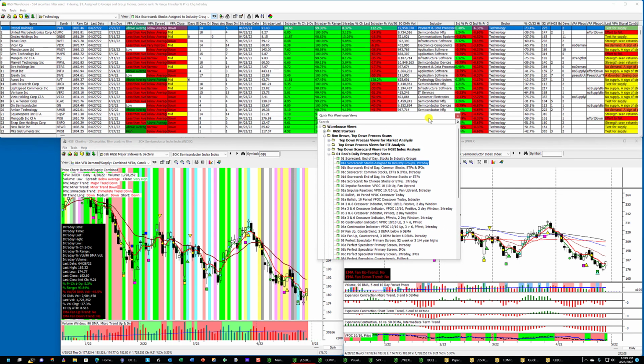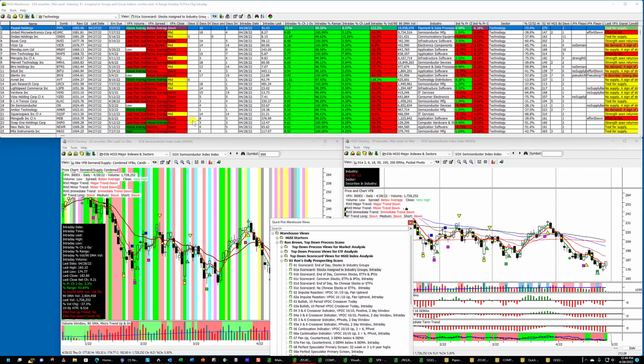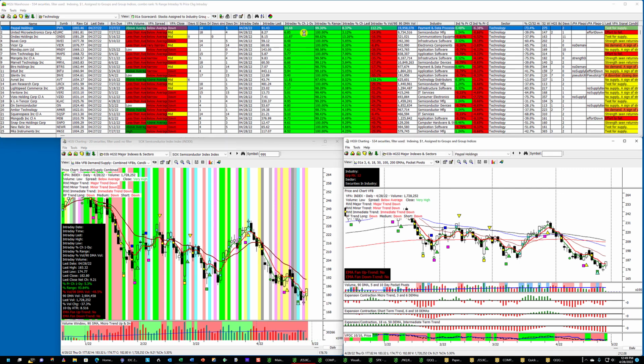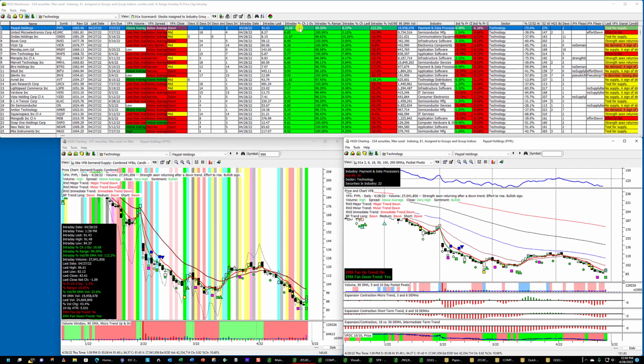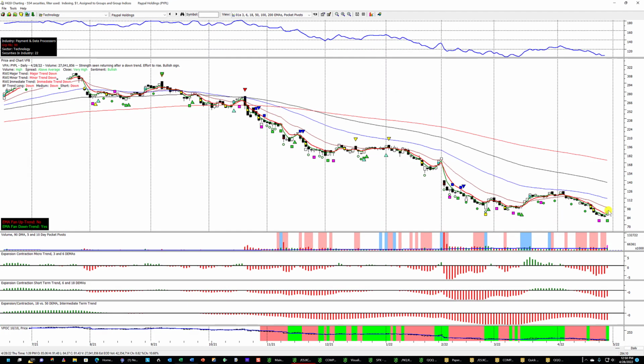If I just go to the scorecard, because of the combo ranking, which is percentage range intraday and percentage price change intraday, it brings some very good candidates to the top of the list. I shouldn't say candidates. It's bringing stocks that are at the top of their range and have a high percentage gain. But you can see why I like to use this chart. This is my 1A chart because it puts everything in immediate perspective.